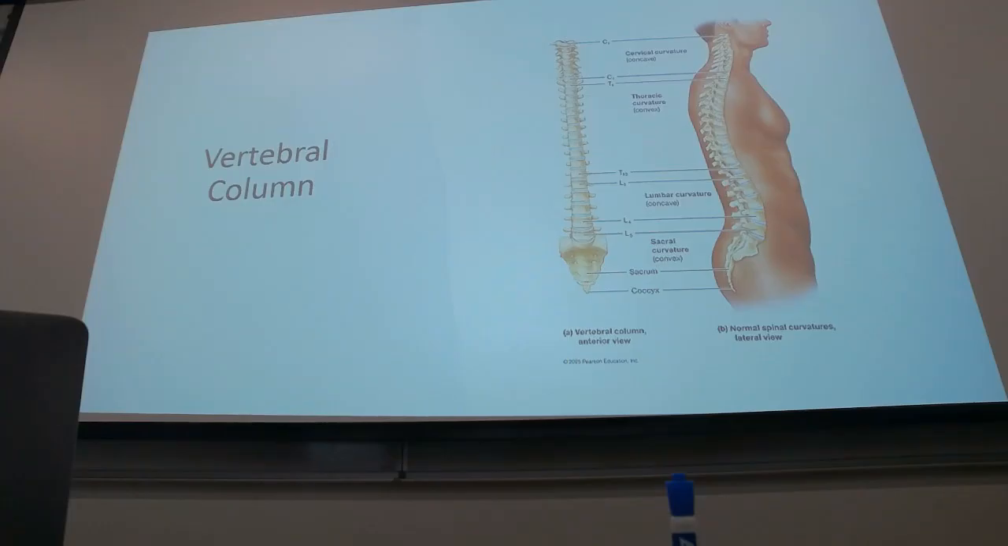Now, sometimes some people are born with defects in the vertebrae or in the spine, and they can have lateral rotation of the bodies of the vertebrae. This is called rotoscoliosis. Sometimes some people can have exaggerated lumbar curvature. This is called lordosis. And then sometimes some people can have exaggerated thoracic curvature, and this is called kyphosis.